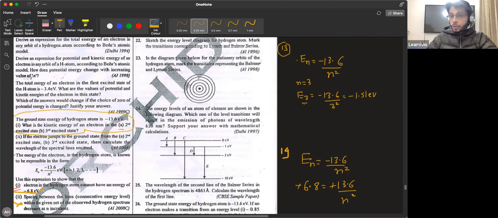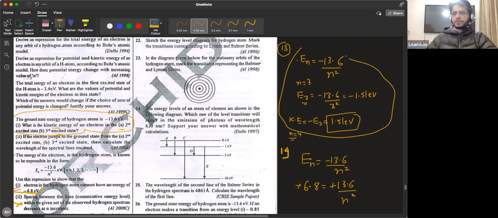But see, this is the total energy. It's not asking about the total energy, just the kinetic energy. The kinetic energy is just the negative of this, which is 1.51 electron volt. This is the kinetic energy. Similarly, you need kinetic energy in the third excited state. For the third excited state, your n is equal to 4. So you can similarly get the value of E, and the negative of this will be the kinetic energy. Note it down. The same calculation.